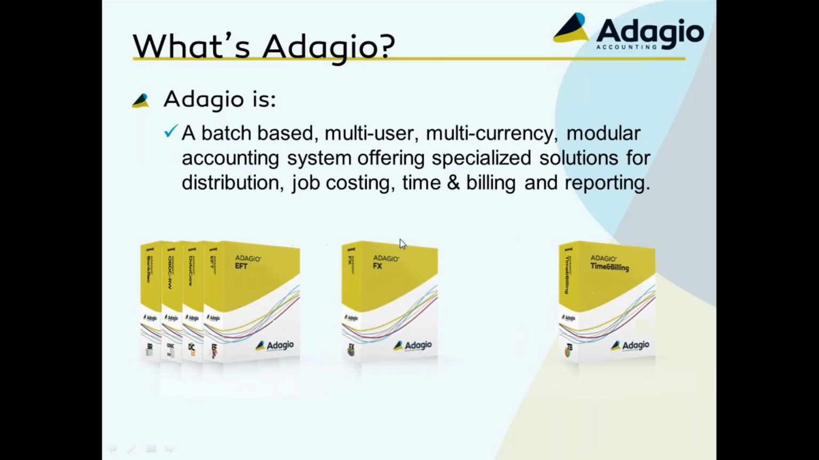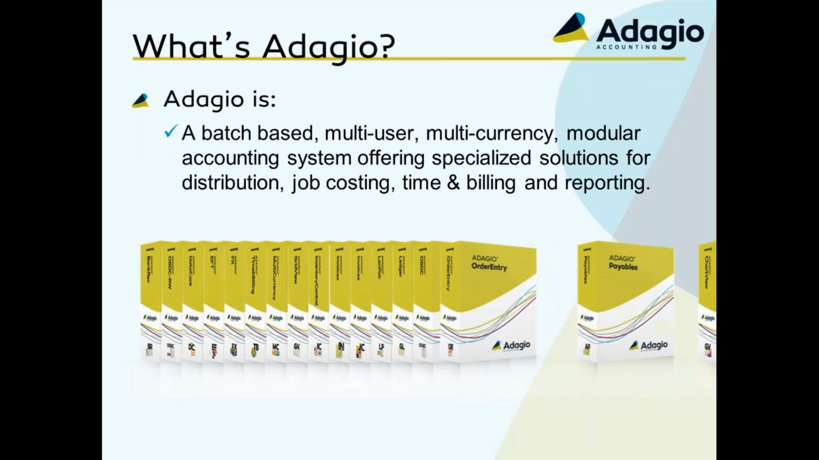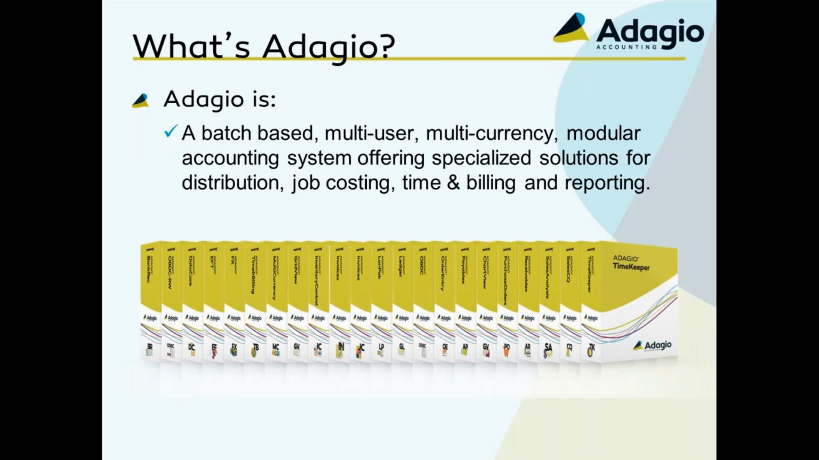And I should first say what Adagio is, right? We've been selling Adagio since 1999, so it's been on the market for 18 years. We're batch-based, multi-user, multi-currency, and modular. So if you just need the general ledger and accounts payable, you can just buy those two modules and make use of them.